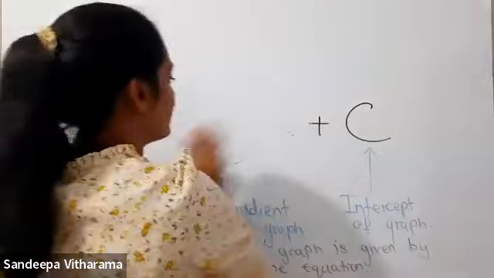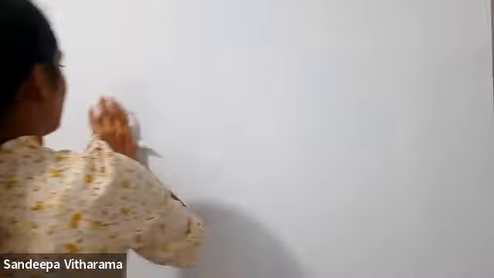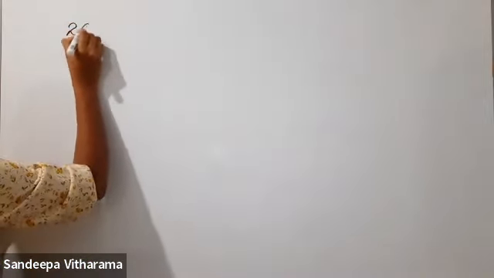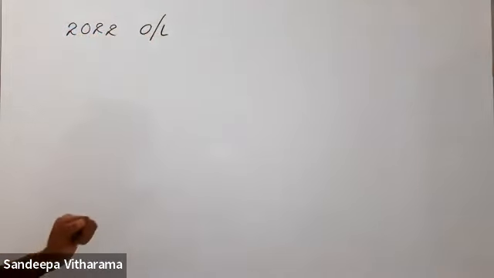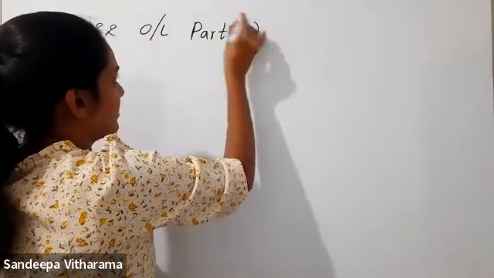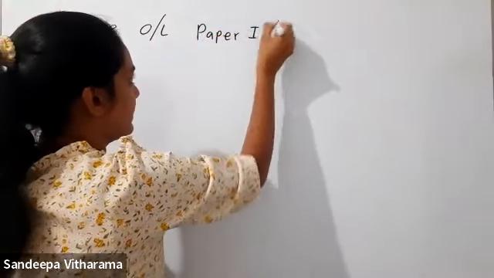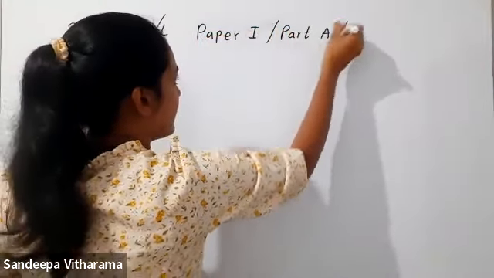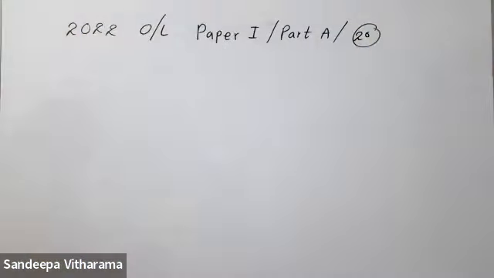Some questions are given related to the straight line graph. Definitely in the exam, you will have a short question related to straight line graph. Here I am going to take the 2022 part B. It is the 20th question. It is given like this.